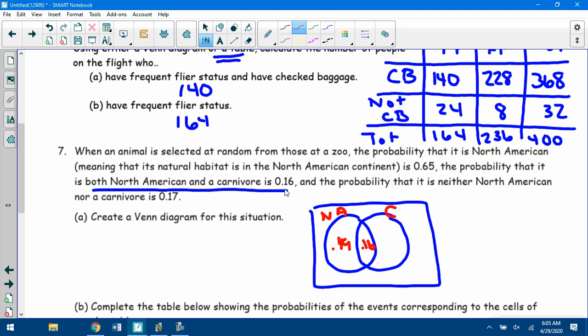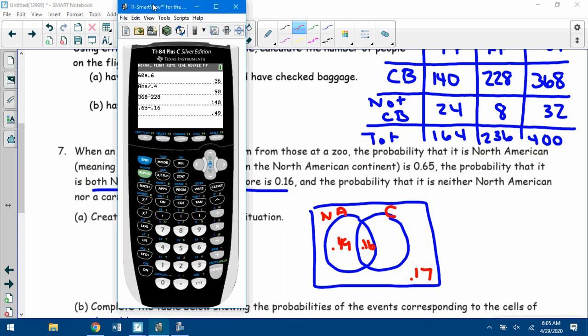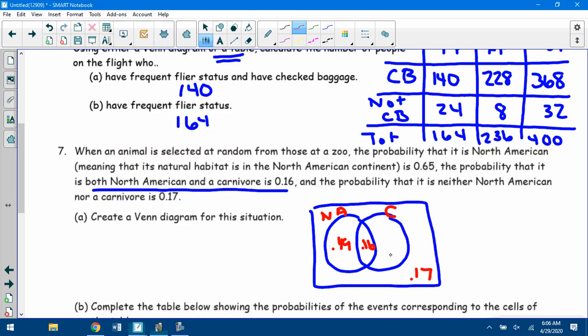And then neither is 0.17, so that's out here. How do I get what goes here then? Well, all the probability, this is the only space left, should add to 1. So if I just do 1 minus 0.49 minus 0.16 minus 0.17, I get what I'm left with, 0.18. Okay, and you can use that to answer questions. But again, I think most of you would probably use the table anyways.